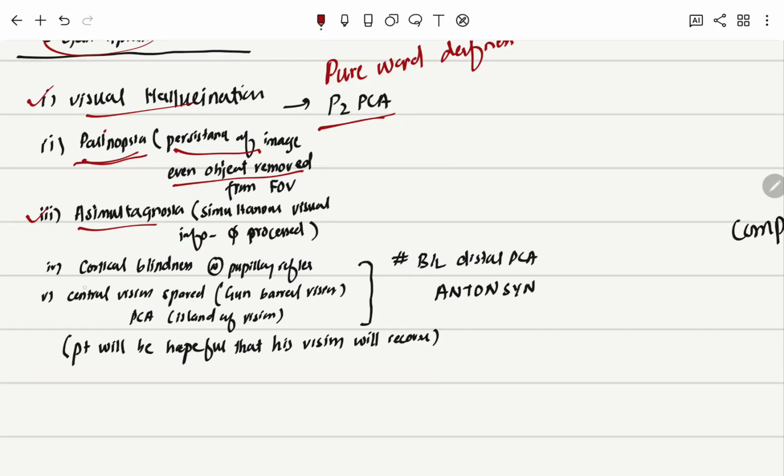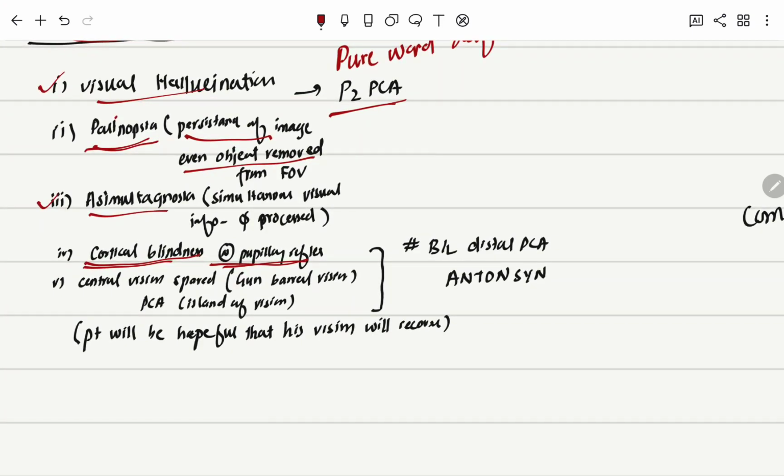Another thing is cortical blindness. The patient will have a normal pupillary reflex, but won't be able to see. That is called cortical blindness. The normal pupillary reflex is because that information is laid in the brainstem, so if the brainstem is okay, the patient will have a normal pupillary reflex.